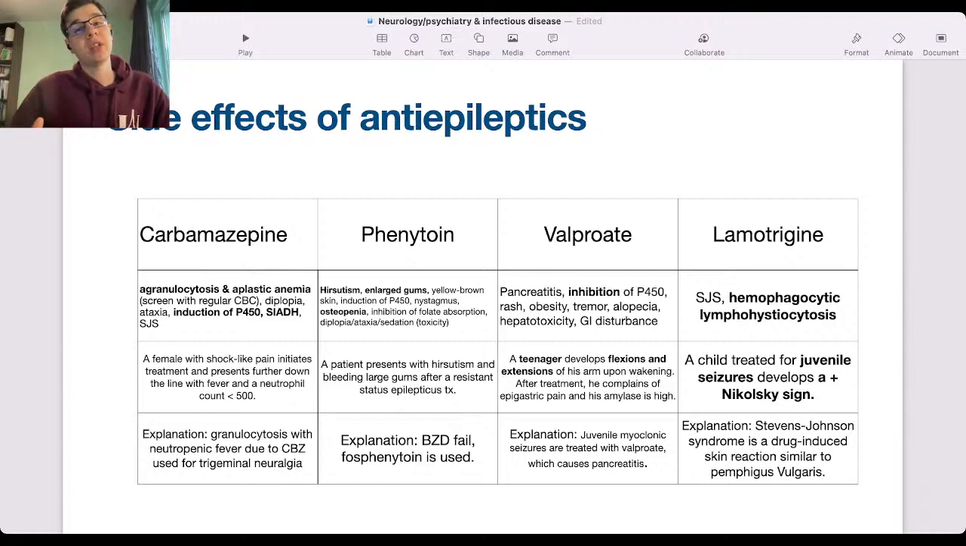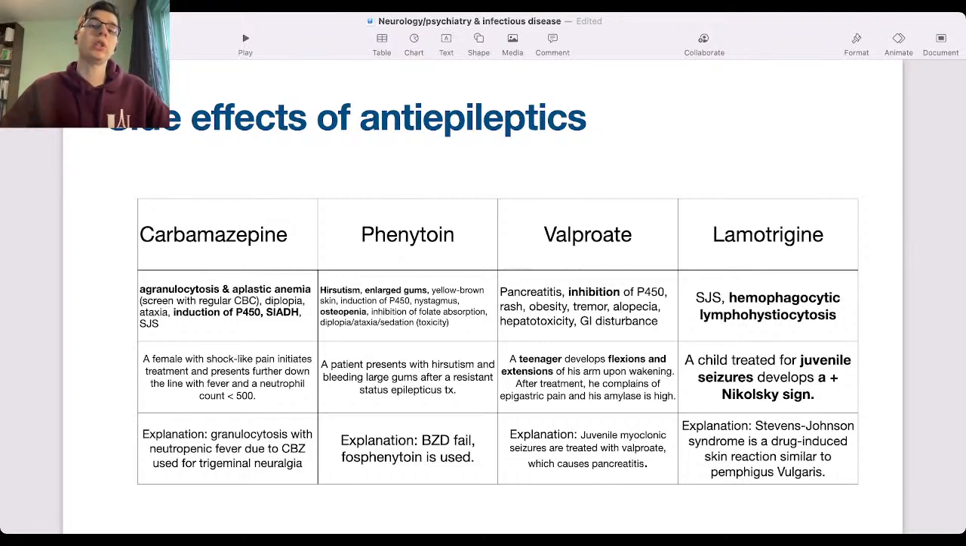Hemophagocytic lymphohistiocytosis also has agranulocytosis and pancytopenia. However, there is an infiltration with histiocytes on the bone marrow. In actuality, hemophagocytic lymphohistiocytosis is a black box label for lamotrigine. Going back to carbamazepine, we can also see diplopia and ataxia.